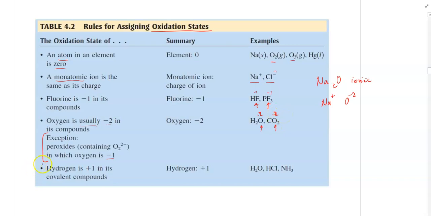Finally, hydrogen. This one's pretty straightforward. Hydrogen is +1 in its covalent compounds, right? So we're not talking about plain old hydrogen when it's by itself as H2. That's always going to be 0 because that's an element. But if it's hydrogen in a compound, for example H2O again, hydrogen is covalently bonded to oxygen. That's going to have an oxidation state of +1. Same thing for this one, +1, and that one, +1, because they're all part of a compound.